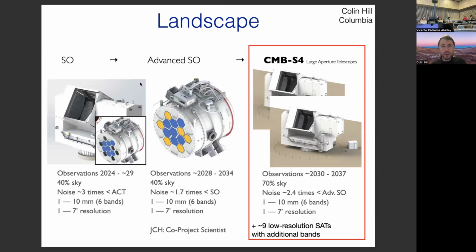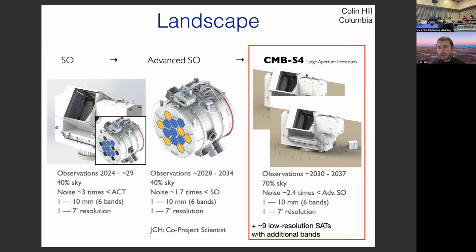Then moving on from SO, we actually now have obtained funding from the NSF here in the US for what's called the Advanced SO project, which I'm very heavily involved in. This will fill out the remaining slots in the focal plane of this large aperture telescope with additional detectors, which then reduces the noise levels another factor of about 2 below those of the original SO. And that will then continue observing all the way into the mid 2030s. So it gives us about a decade roughly of really nice data coming from Saratoga.